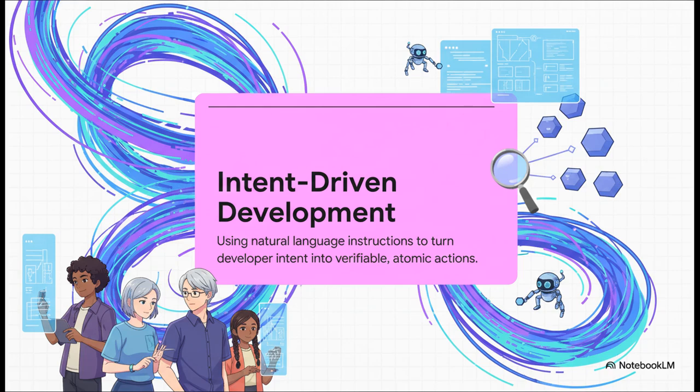And the second big concept is intent-driven development. This is all about how you, the human developer, actually interact with this AI organization. You don't just chat with it vaguely. You give it a high-level intent using a structured set of instructions. And the system is smart enough to translate that intent into a series of concrete, verifiable steps that the agents can then go and execute.